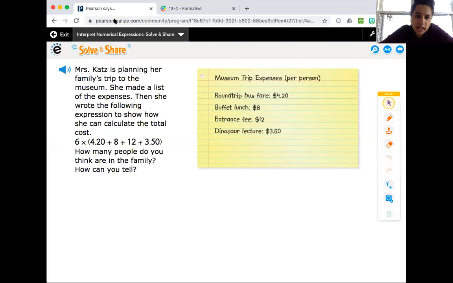So we are going to be working on 13-4, which is interpret numerical expressions. All right, so let me share my screen with you to our solve and share here. Okay.